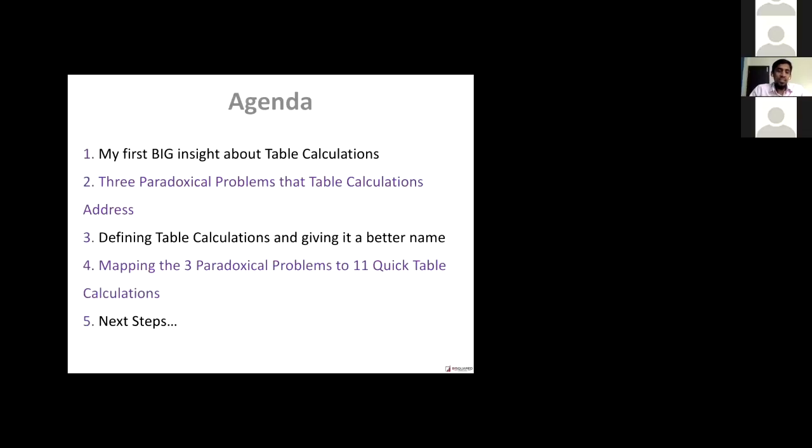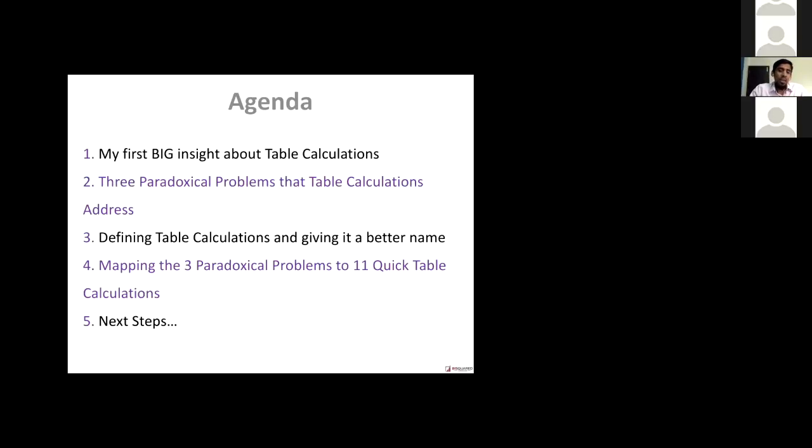So I'll get started with the first big insight, which really started this journey of what I call explaining this to grandma, the journey about table calculations. And then I summarize the problems that table calculations address in terms of 3 paradoxical problems. Then we will move on to talking about how we define table calculations and whether we can give a better name that makes it clear what we are trying to do here.